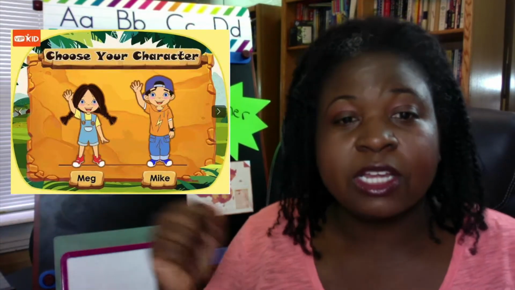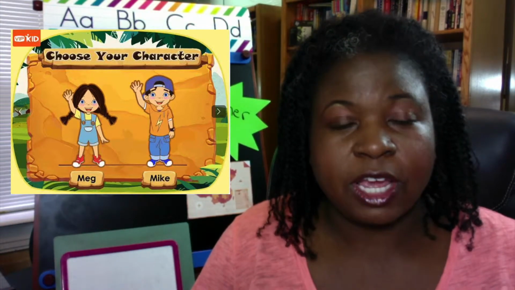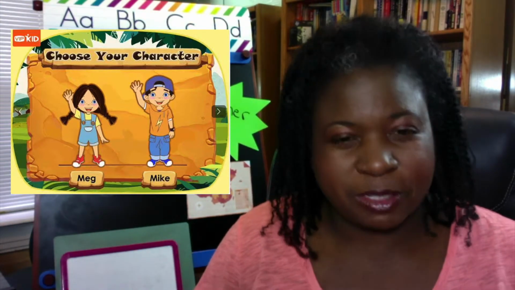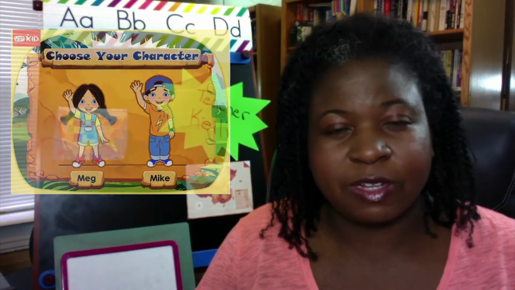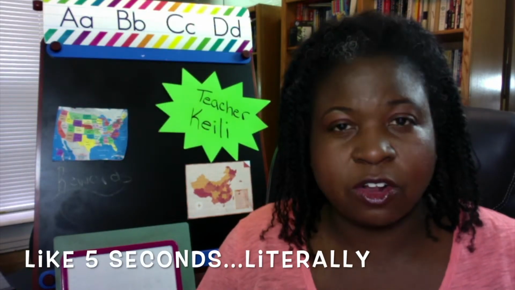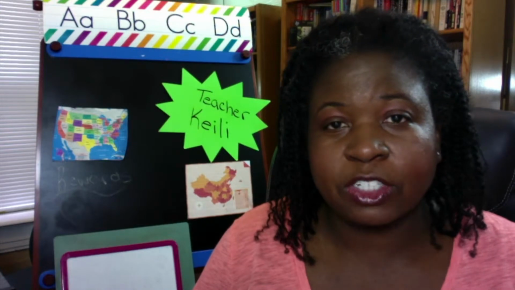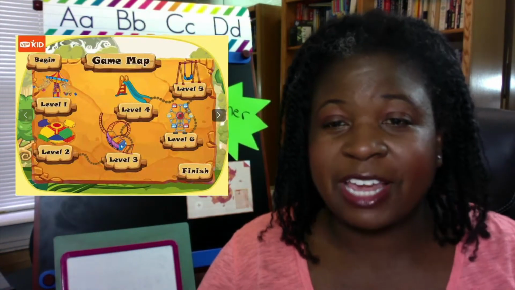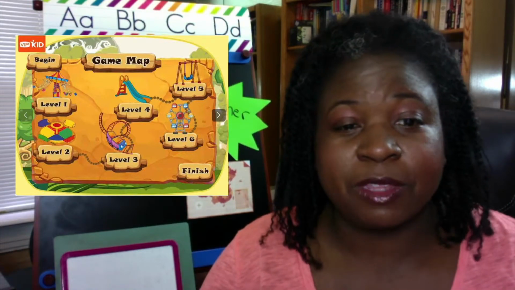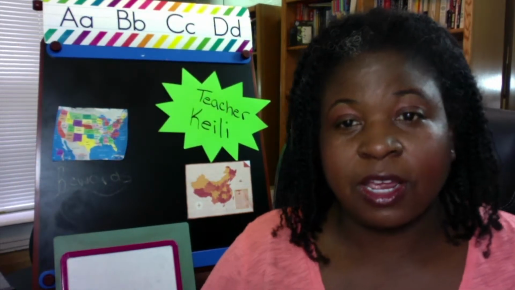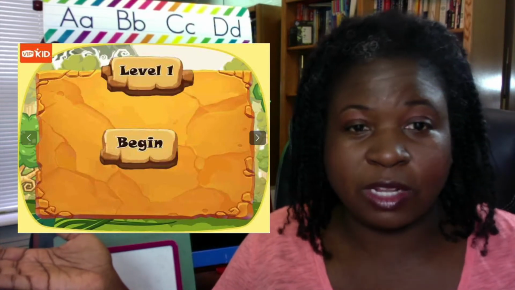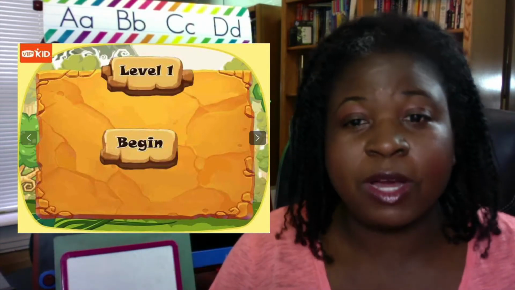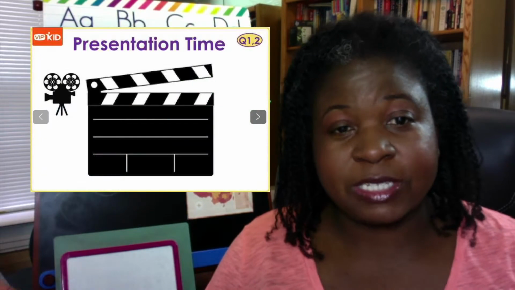Slide 3 is where you choose your character. And I don't know if you've noticed, but I'm explaining these slides, but when you have a class, you can spend seconds on them. So in this slide, you choose your character. I might whip out Meg and Mike and ask my student, do you choose Meg or Mike? Slide 4 is the game map. You can spend seconds and say something like level 1. And then there's another slide with level 1, like a zoomed in game map. Level 1, begin.